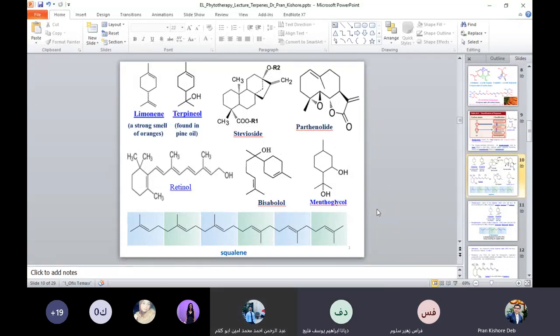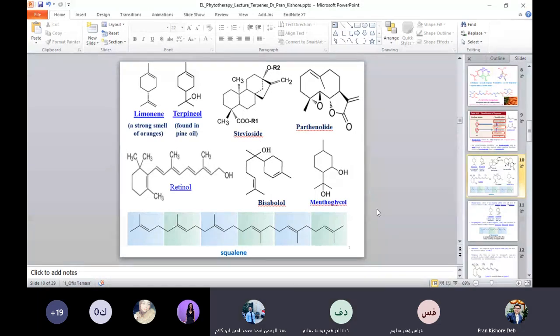This is the last slide for today. There is no monoterpene. Are you sure? Stevioside is mono? Which ones? Mono means how many carbons and how many isoprene?